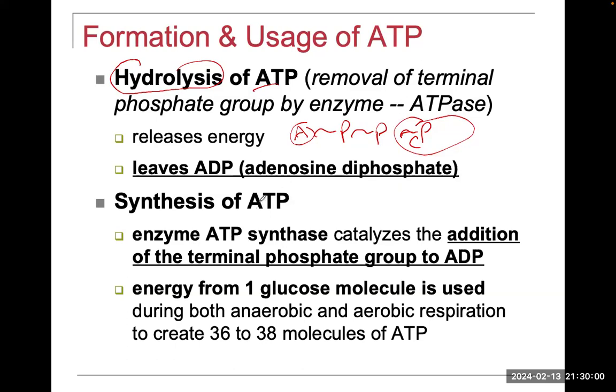Now, the synthesis of ATP, there's another enzyme called ATP synthase. Synthase sounds like to synthesize, and that's going to catalyze the addition of a terminal phosphate group to ADP. So if you have adenosine diphosphate, ATP synthase adds on that third phosphate again, okay?